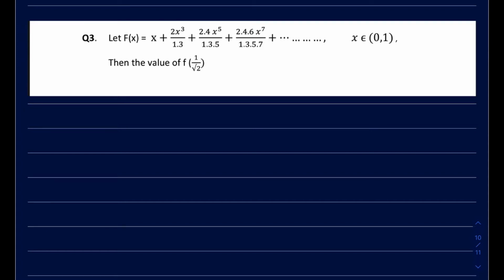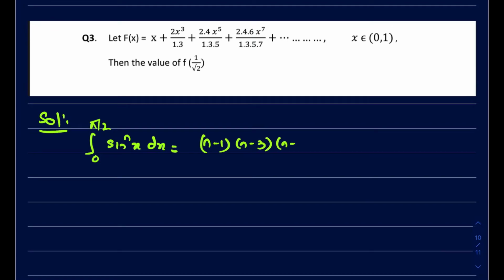This is one of the best problems for JEE Advanced. So by looking at it, you cannot figure it out. What kind of series is this? Should we use binomial theorem or should we use some other series? Maybe, but the question can be solved using integration. Let's see how. Now we know that the integral from 0 to pi by 2 of sine to the power n x dx can be written as (n minus 1)(n minus 3)(n minus 5) and so on, divided by (n minus 2)(n minus 4) and so on, and in the end pi by 2.